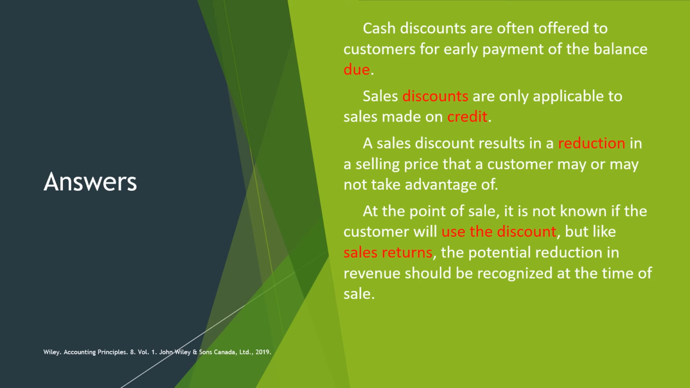Answers. Cash discounts are often offered to customers for early payment of the balance due. Sales discounts are only applicable to sales made on credit. A sales discount results in a reduction in a selling price that a customer may or may not take advantage of. At the point of sale, it is not known if the customer will use the discount, but like sales returns, the potential reduction in revenue should be recognized at the time of sale.